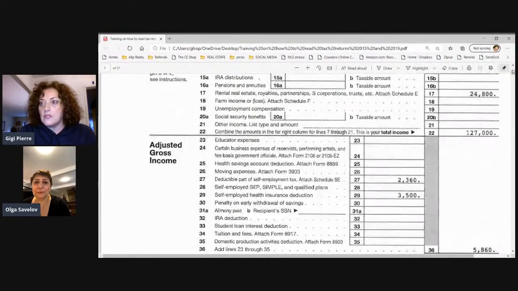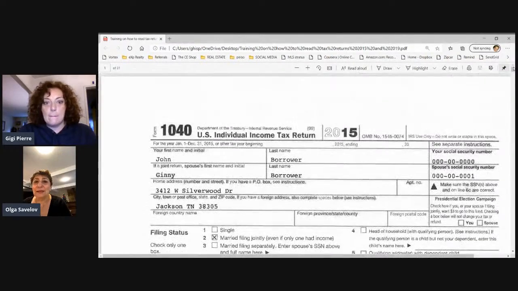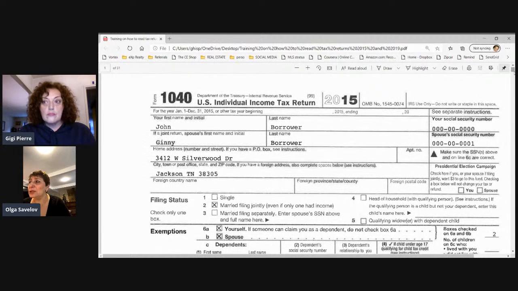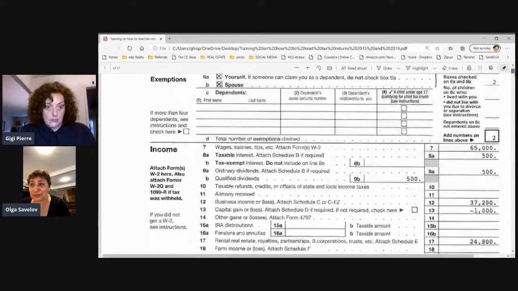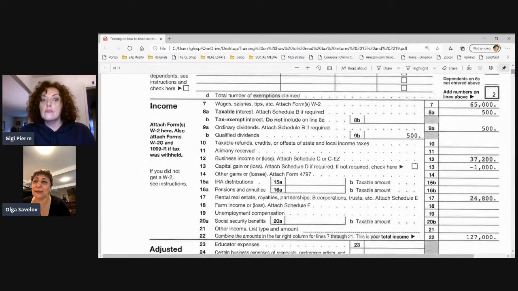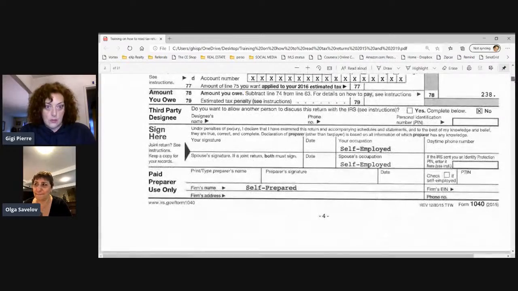So this is 2015. The only difference in the tax returns between 2015 and 2019 is the lines where they show the income and also how much you can take as deductions, right? On the 2015, your income starts with line 7. That's W-2 income, and the business income starts at line 12. So let's scroll to the 2019 income, which is on page 3.